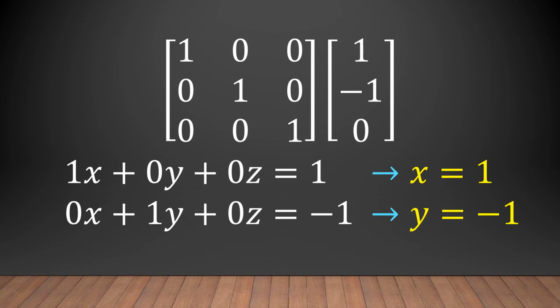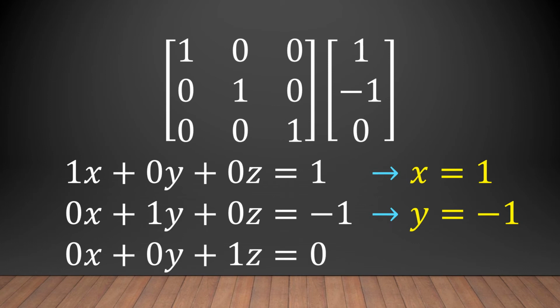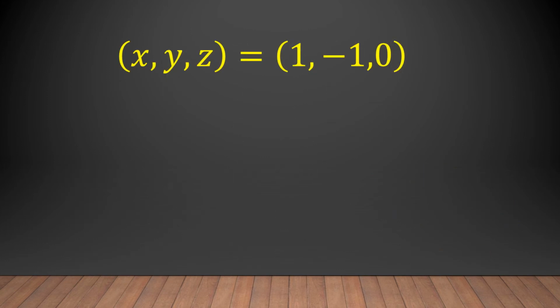And then finally, 0x plus 0y plus 1z is equal to 0. As I had said before, that means that z is equal to 0. So now we have the solution. X comma y comma z is equal to 1 comma -1 comma 0. And oftentimes in your math classes, you will stop there and say that is the solution. But oftentimes the teacher does not say, what does that mean?